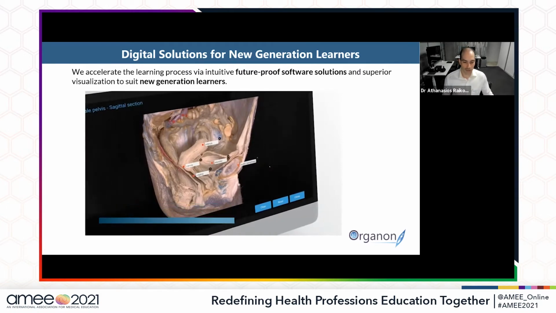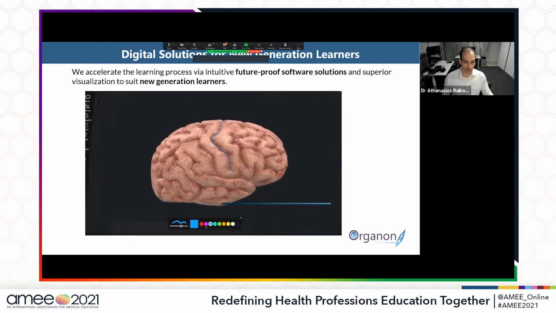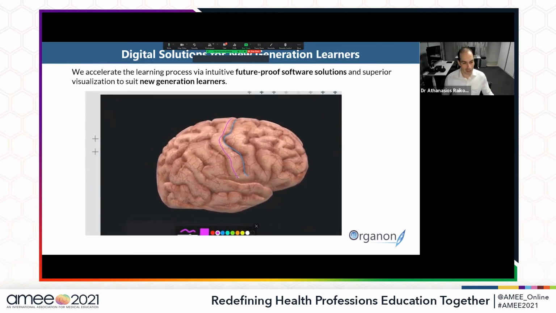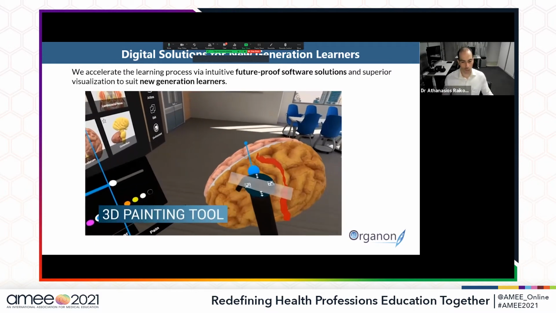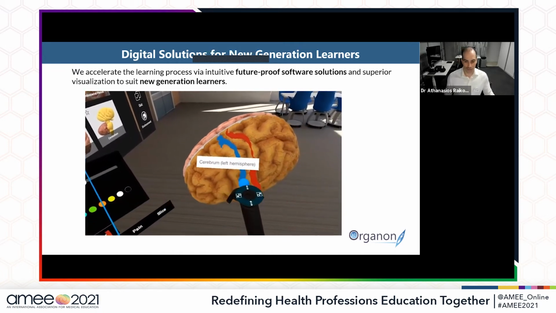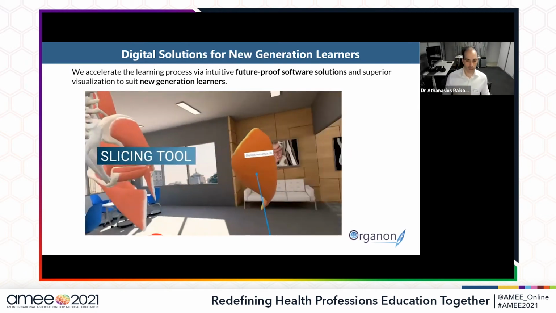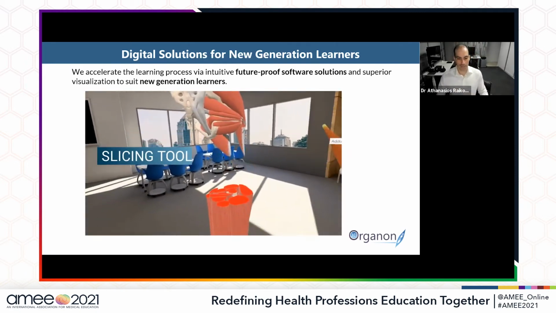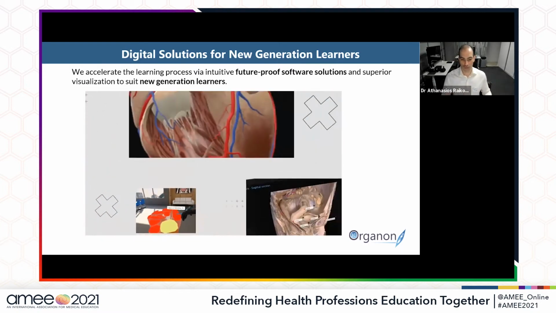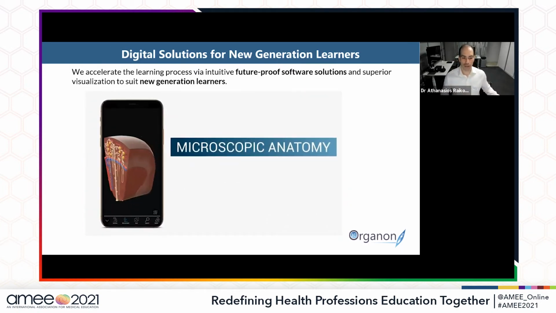3D Organon has a few cadaveric images within. There are drawing tools for two-dimensional drawing. There are 3D drawing tools like the one you see on the screen for 3D painting when you use a virtual reality headset. There are slicing tools to cut models into horizontal, transverse, coronal sections. And obviously our apps are available for mobile phones.